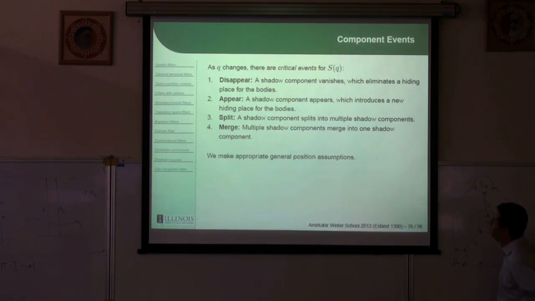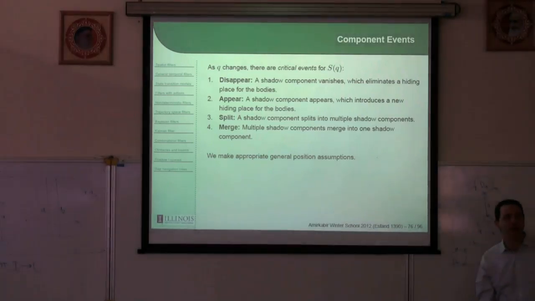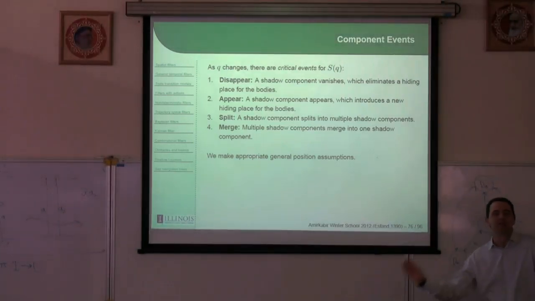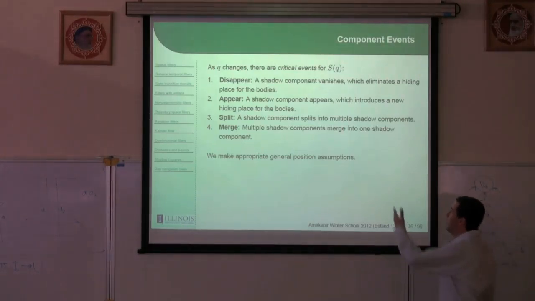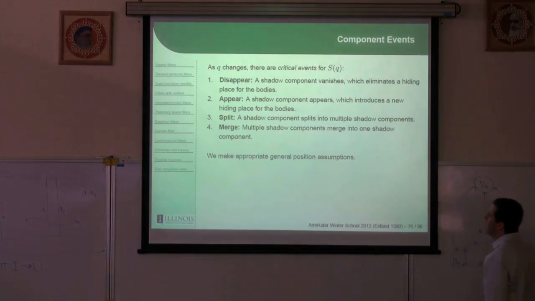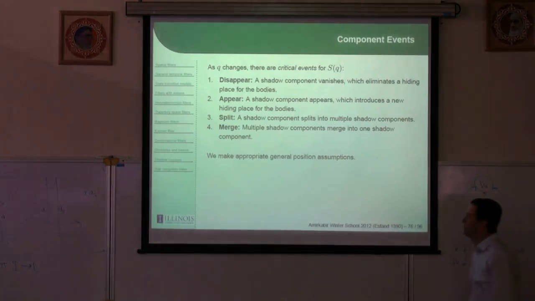So we have disappear. In this case, a shadow component goes away, and what happens is it eliminates a hiding place for the bodies. So I'm really thinking about these bodies now. I'm not just trying to eliminate them in the analysis like we do for visibility-based pursuit evasion. Up here, a shadow component appears, and it introduces a new hiding place for the bodies. Let's say they hide outside of the field of view.